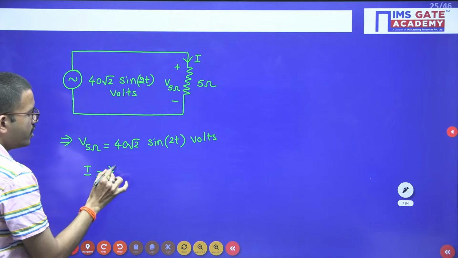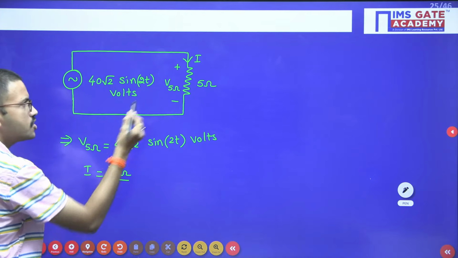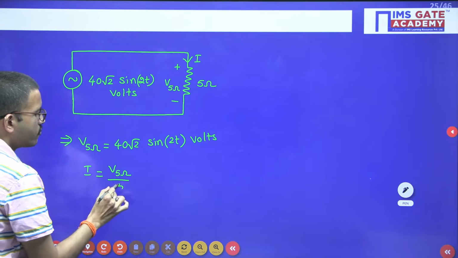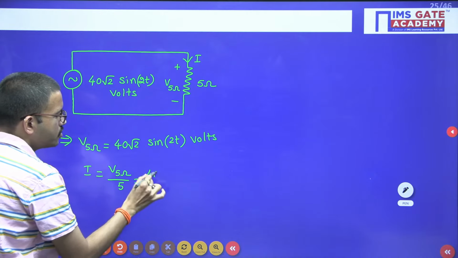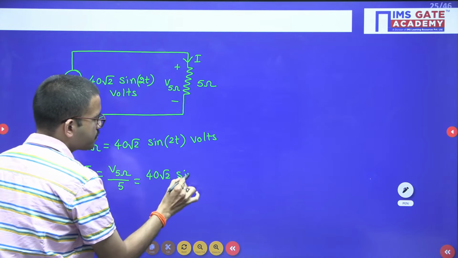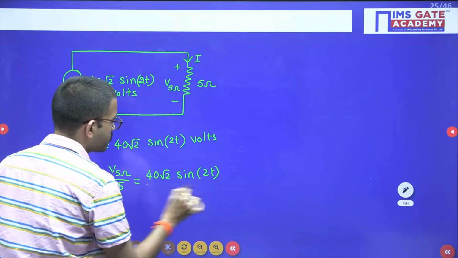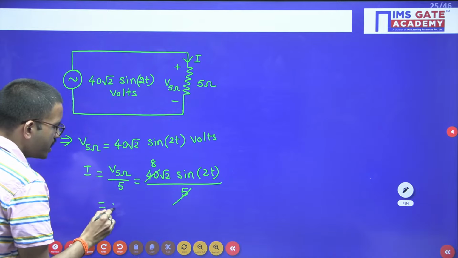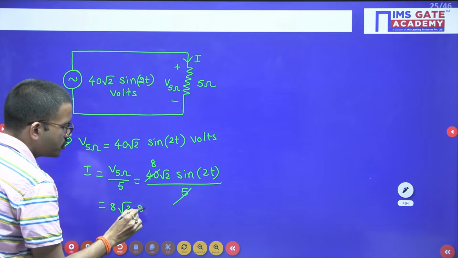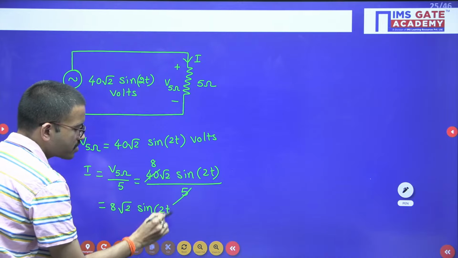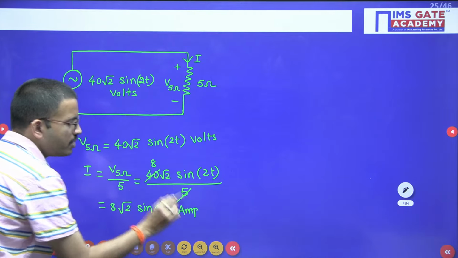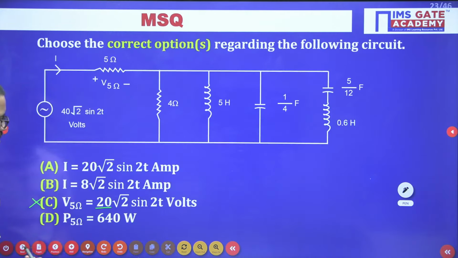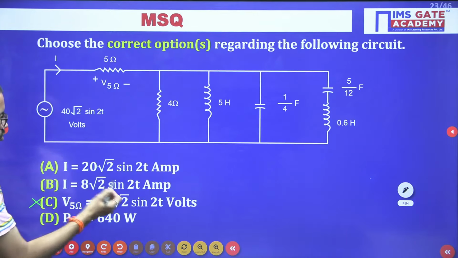I equals V across the 5 ohm divided by, since you are having only a resistor, its value in this case is 5. So 40 root 2 sine 2t divided by 5 is 8 times, right? So you are getting 8 root 2 sine 2t, units are amperes. Now tell me whether any option is matching. 8 root 2 you got. Yes, we are getting 8 root 2 sine 2t.